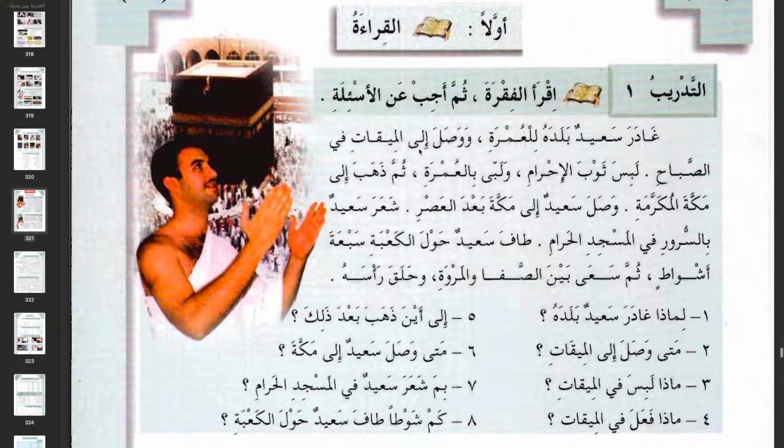ووصل إلى الميقات في الصباح. And he arrived. The first wa is an 'and'. The second wa is from the word wasala. Wasala, he arrived. إلى الميقات, at the miqat. Now again, wasala in Arabic is used with ila. Wherever you arrive, you put ila. And he arrived at the miqat في الصباح, in the morning.